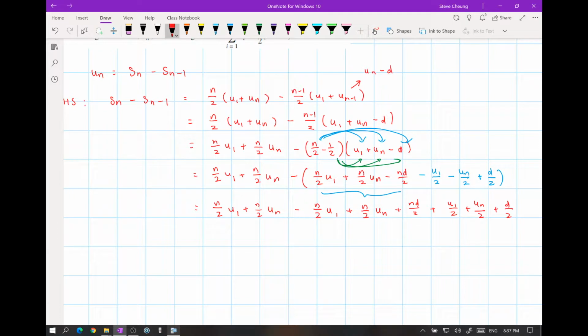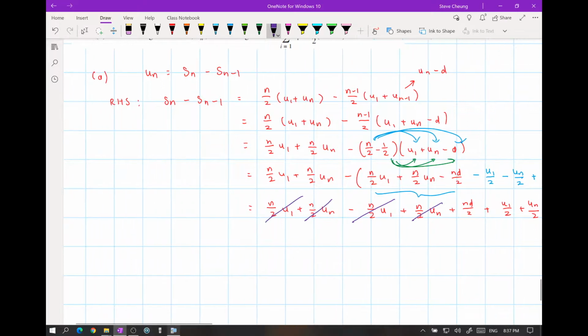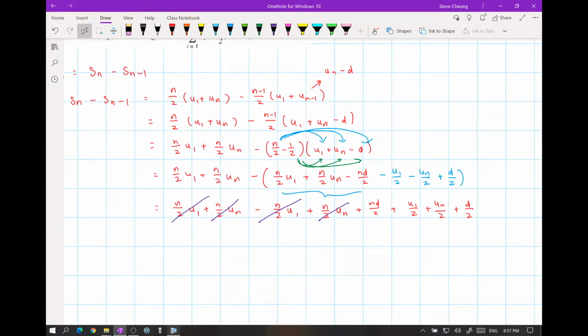Now you see that there are terms that we can cancel out. For example, this and that, this and this. And then we have what? That's it. But that should be u sub n at the end. Am I missing something? This should cancel out.